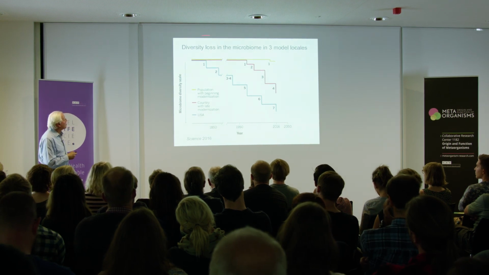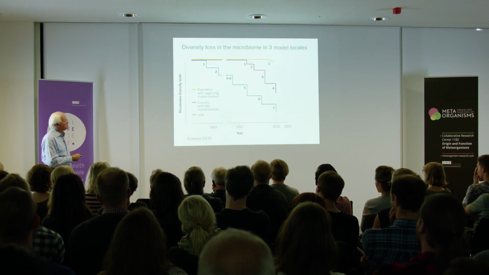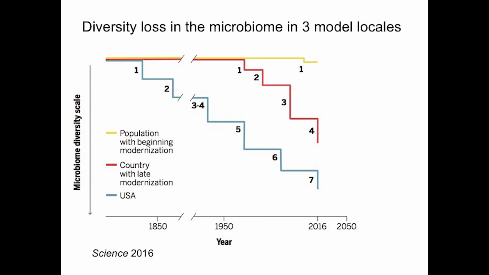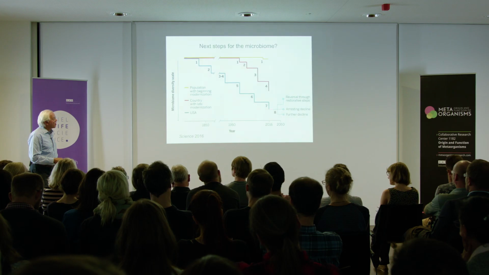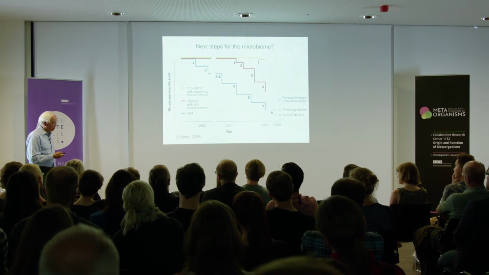So another way to look at it is that with each generation, we in the US and perhaps in Germany are stepping down in our diversity. But there are countries that have developed more recently, like China, for example, or India, but their steps are bigger. They started later, but they're going down perhaps faster, and other groups are just beginning the decline. This is where we were in 2016, and the question is, where are we going to go from there? Are we going to have continued decline of the microbiota? Are we going to arrest the decline? Or are we going to have reversal through restorative steps?